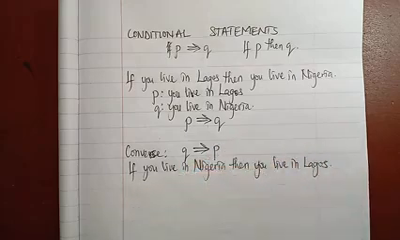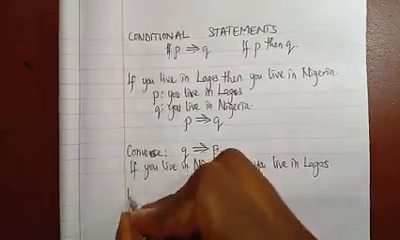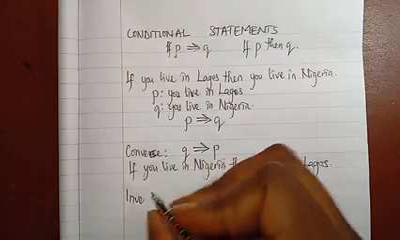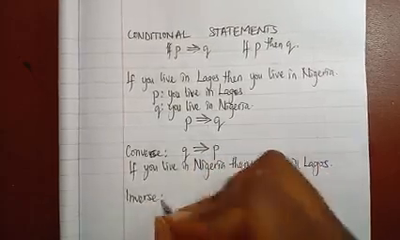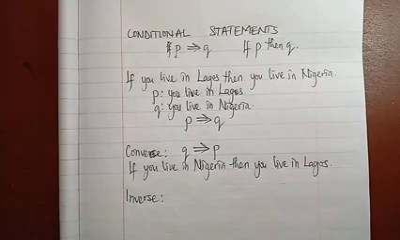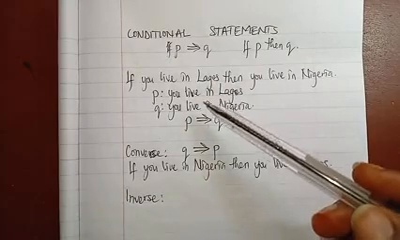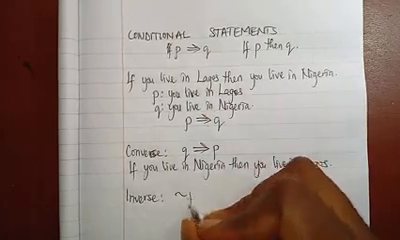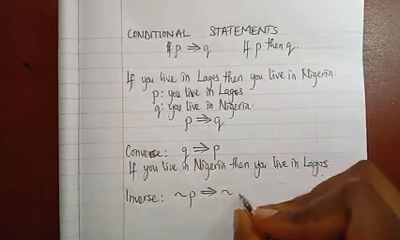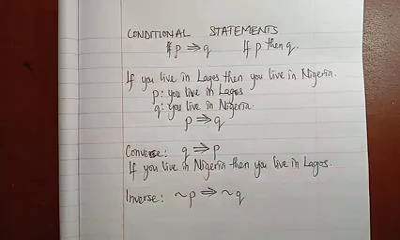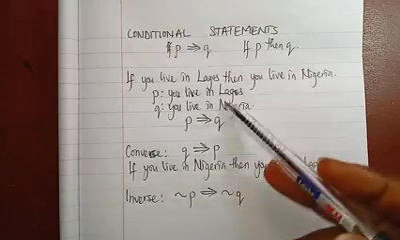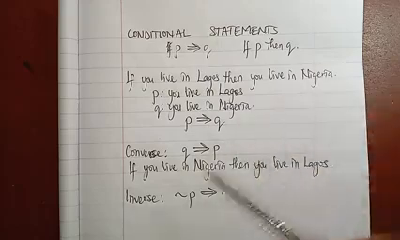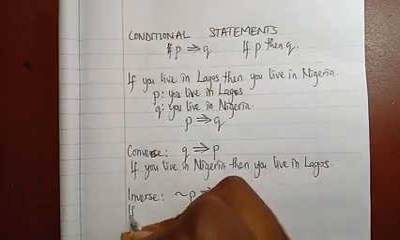Let's learn how to write the inverse of a conditional statement. Inverse is just the negative of the conditional statement itself. So we have not P, then not Q. That's what inverse is, negative of a conditional statement. So in word form, we'll say, if you do not live in Lagos, then you don't live in Nigeria. You can see all these are easy.